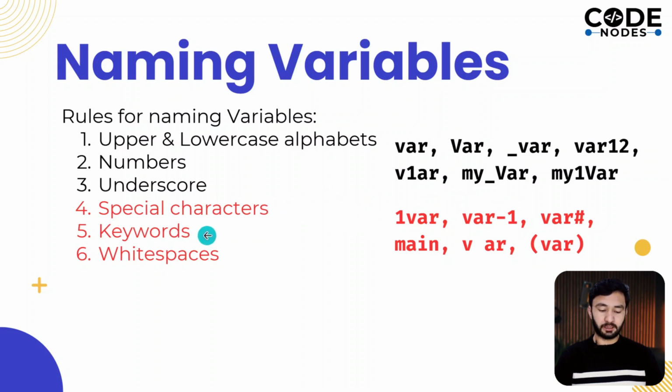Number five is keywords. The keywords that are specified in C++, like main, int, double, if, else, are reserved keywords of C++, so you cannot use them as a variable name. And finally, you cannot leave any white space within a variable name. Like in this example in red, you can see a white space has been left between v and ar, so this will be considered an incorrect variable name.